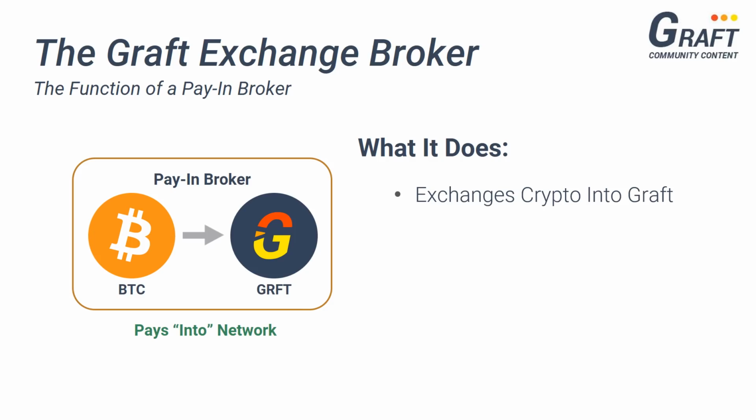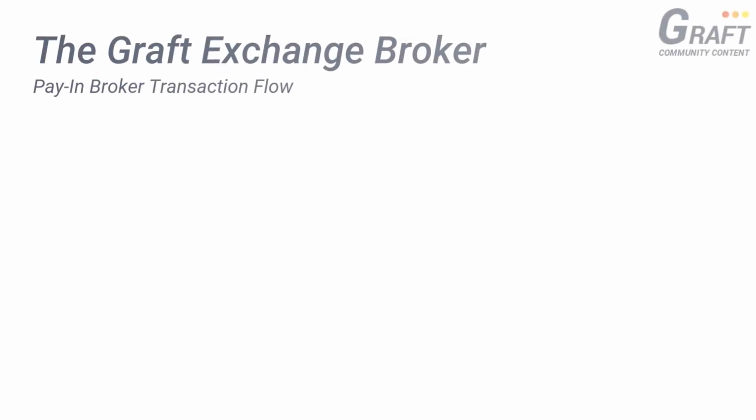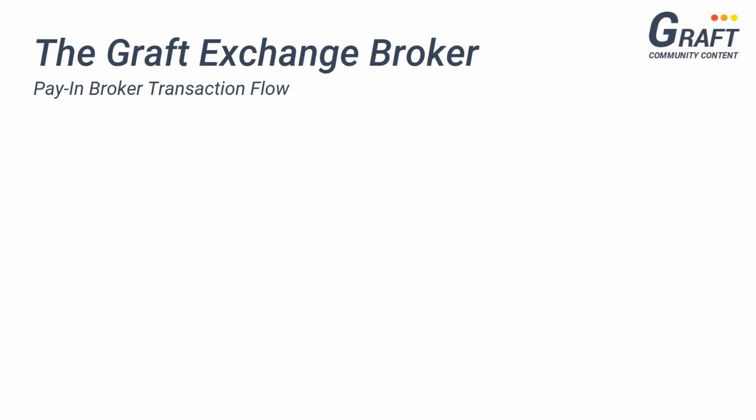The pay-in broker is the entity on the network that assumes all of the risk associated with the acceptance of a cryptocurrency payment. In exchange for this assumption of risk, the pay-in broker charges the merchant a very small exchange fee of 0.25% at the time of a transaction. Let's take a look at how a payment is processed when a merchant requires the use of a pay-in broker.